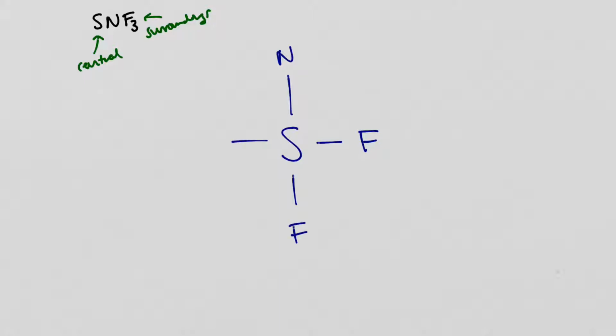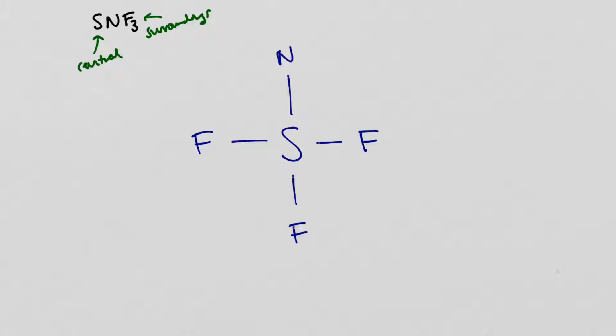Cool. So the next one we're going to do is SNF3. Remembering that up here we've got our central atom, and then we have our surroundings. So let's just throw down really quick our skeletal structure. We're going to have a sulfur in the middle. I'm going to put the N on the top, and then I'm just going to go F, F, F. Cool.